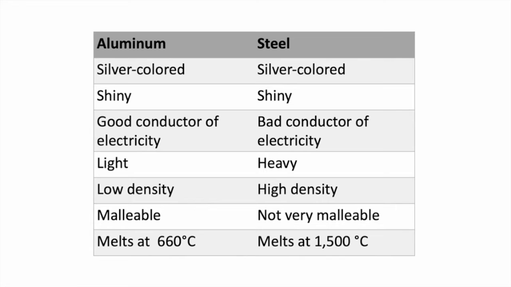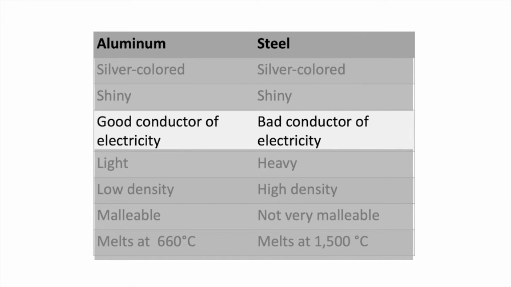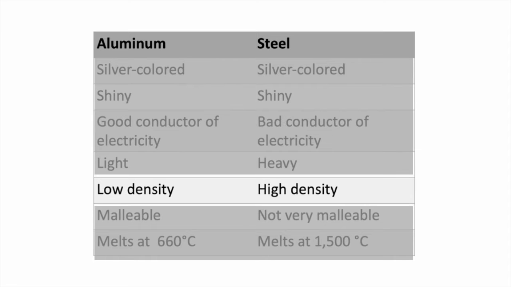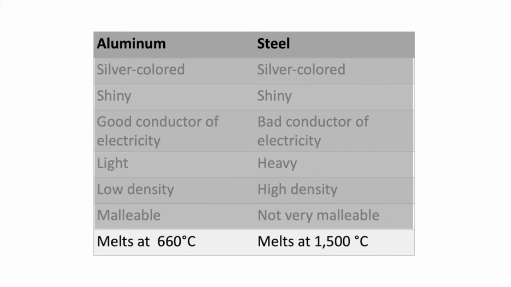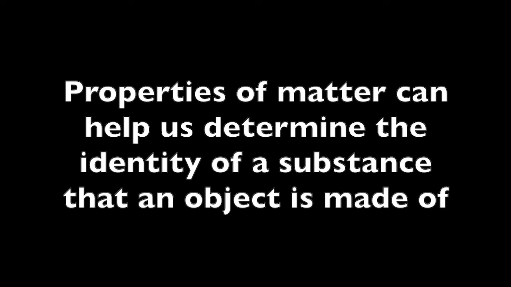This table shows that although both substances are silver-colored and they're shiny, they conduct electricity differently. Aluminum is a good conductor of electricity, and steel is a bad conductor of electricity. Steel has a higher density and a higher weight, and aluminum has a lower melting point. And there are other differences too. In short, properties of matter can help us determine the identity of a substance that an object is made of.